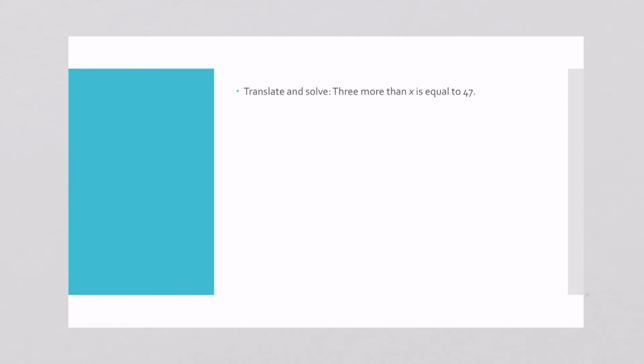Okay, notice on this one it says translate and solve. So we're going to translate it first, and then we're going to solve for x. So 3 more than x is equal to 47. More than means add, so 3 more than x is equal to 47. Now, a lot of people have a tough time with that variable not being first. I don't really care, this doesn't bother me that much, but if you don't like the way this looks, another way to write this problem is like this. That is still 3 more than x.